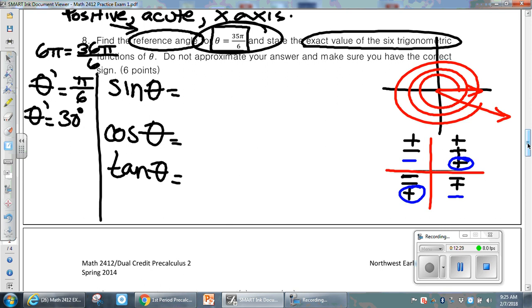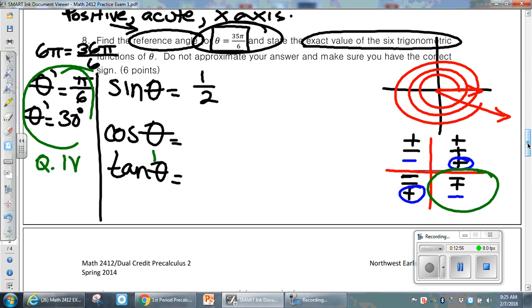Okay, and so do you guys remember what is the sine of pi over 6 or the sine of 30? My favorite, 1/2. Now, if we're talking about this quadrant, quadrant 4, should that be positive or negative? Negative, right? Because we're talking about 35 pi over 6. We're just using this one to help us out, but we still need to keep track of the signs, okay? So we're going to be working in quadrant 4.